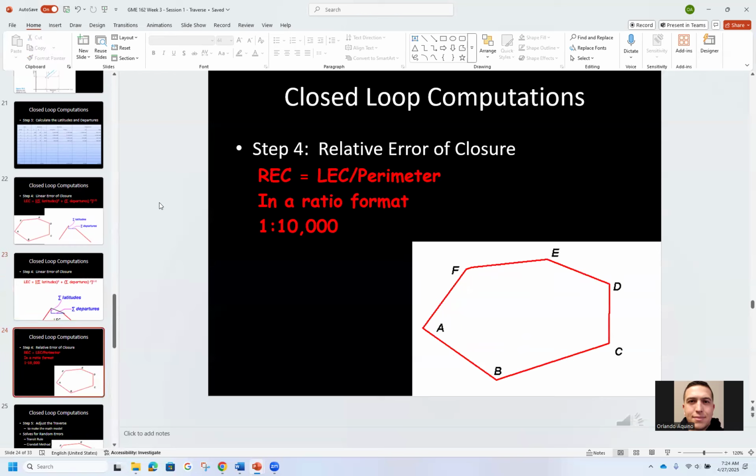So the relative closure, your ratio, is the standard that you have to meet. The minimum is 1 in 10,000. In the state of Oregon, the ORS states that your closure has to be a minimum of 1 in 10,000. So again, let's still go counterclockwise. You started at A here, ran through your stuff, and when you calculated your linear error of closure, that ratio has to be greater than 1 in 10,000.